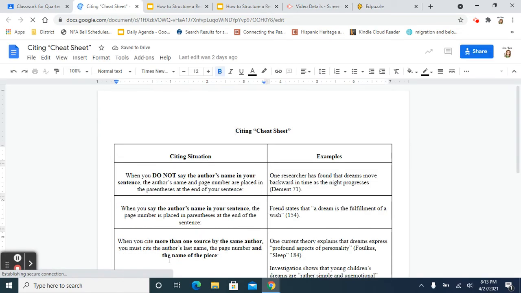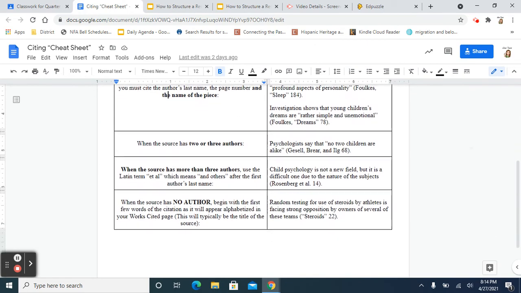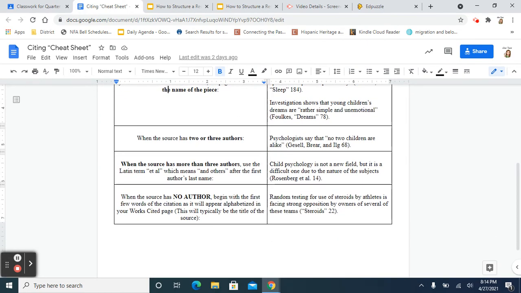So I won't go through the whole thing with you, but it gives you different exceptional citing situations that you might run into that aren't as common. And it tells you what you can do, and it gives you an example. So I'll go over the last one that's on here because it probably applies to a lot of you. So the citing situation is that you have a source that has no author and you're not sure how to cite it.